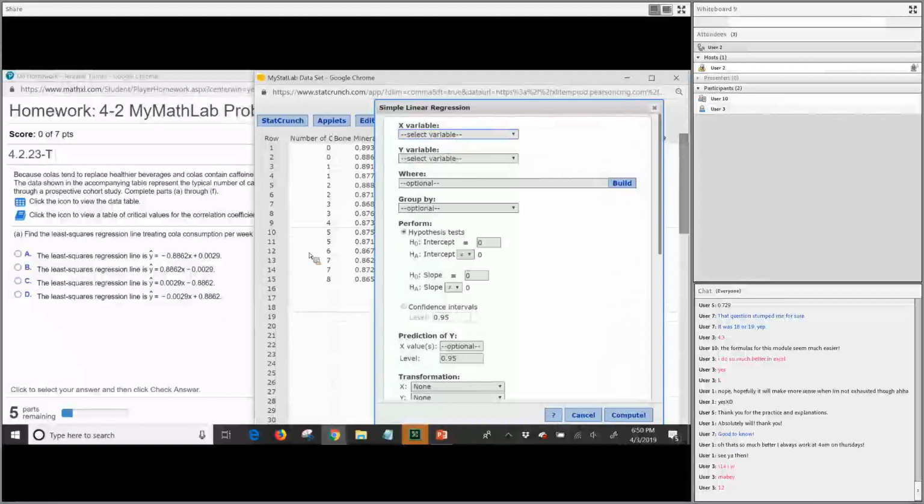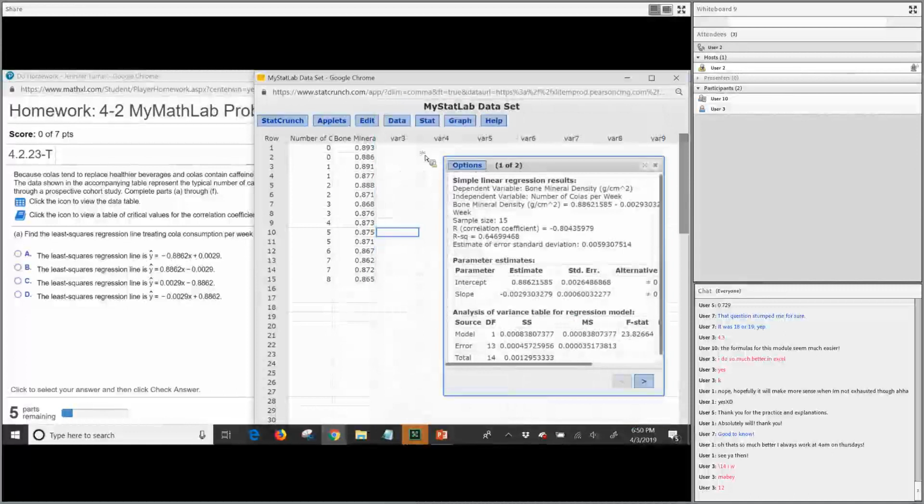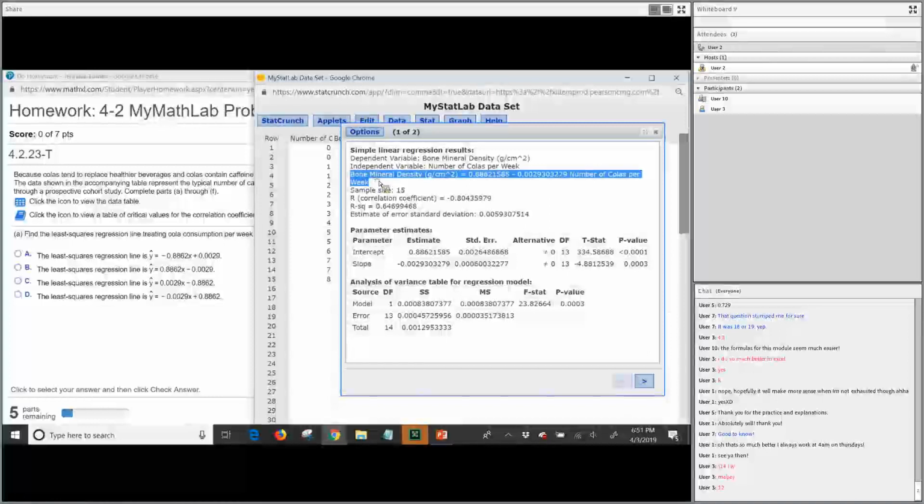Click that, and it's going to open up this little box for you. You just need to tell it where the two variables are. The x variable is going to be the first column, and the y variable is going to be the second column. So you just go to the drop down and select the first column for x and the second column for y, and that's it. If you click Compute right here, you have everything you need for these questions.